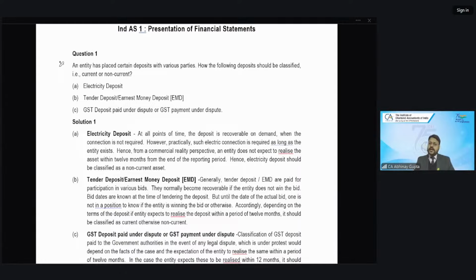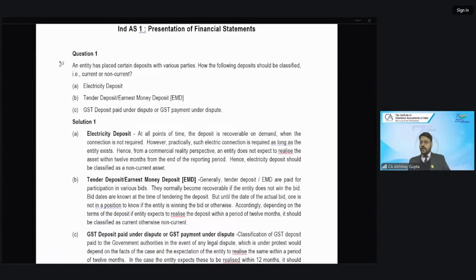Then materiality and aggregation, right? At times, we need to take a call while preparing the financial statements: what are the material items, whether they need to be disclosed separately in a separate line item, or they can be aggregated within another similar item. So this all depends on the materiality. The standard says that based on materiality, you can do some aggregation or disaggregation as well, right?